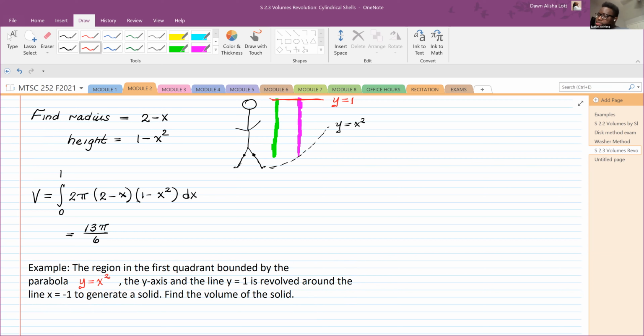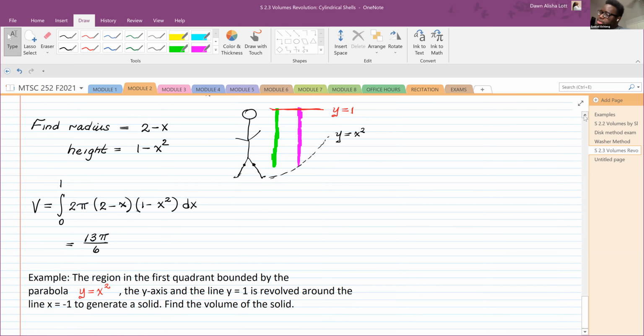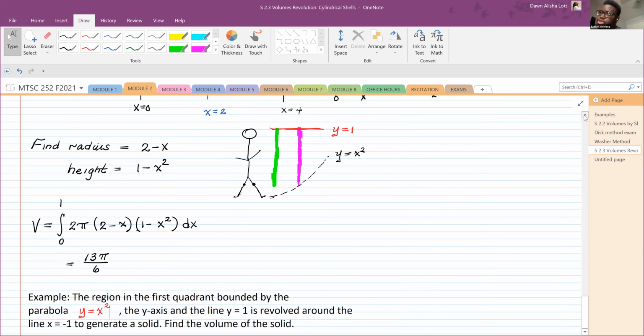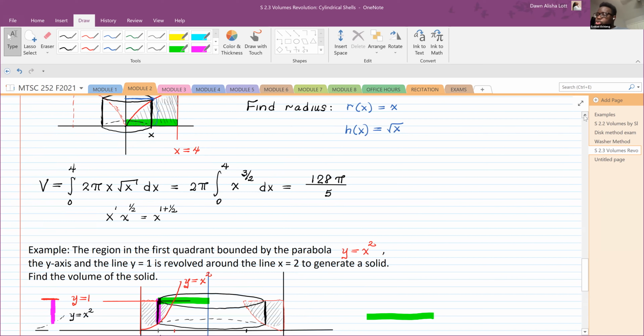Hey, Dr. Lott, I have a question on the first example. For 2 pi times the integral from 0 to 4 of x to the 3 over 2, I'm trying to find the antiderivative of x to the 3 over 2. That's going to be x to the 5 over 2, so it'll be 2 over 5 times x to the 5 over 2. Yes, that is correct. I wanted to make sure I did the steps so I actually understand the problem rather than just writing the answer.